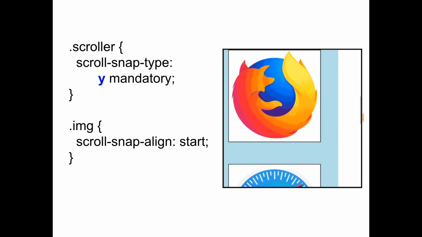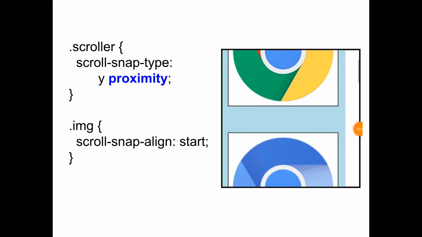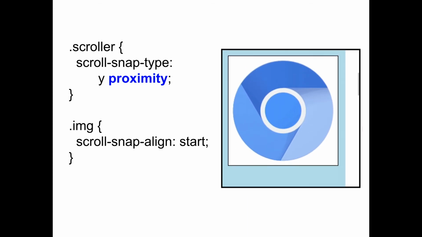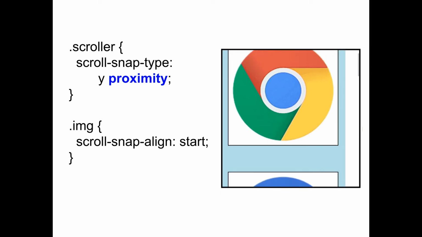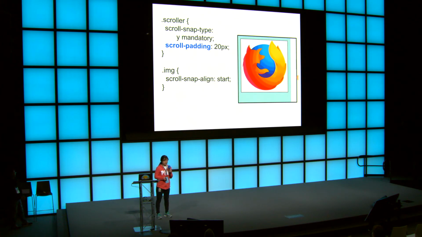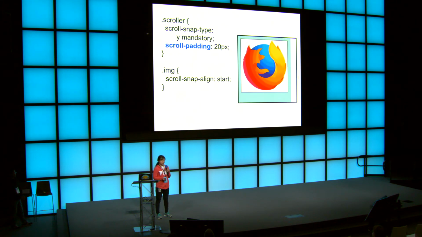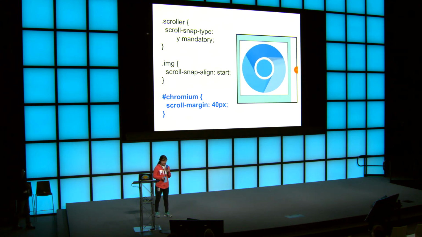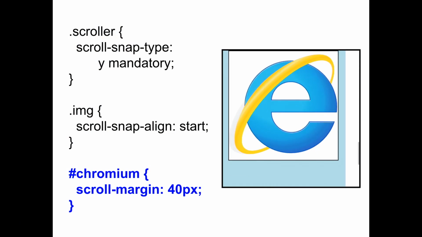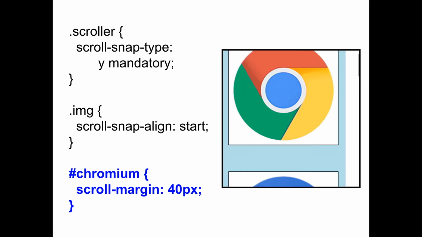By changing the scroll snap type to y, we can snap vertically. And by using the keyword proximity, we only snap if the scroll stops somewhere close to a snap point. Now we're not snapping, but now we'll snap. And by adding the scroll padding to the scroller, we allow some space between the image and the scroller. And by applying the scroll margin only to the Chromium logo, we only add the space between the Chromium logo and the scroller, but not other logos. Where is Chromium? OK, here it comes. There's space.